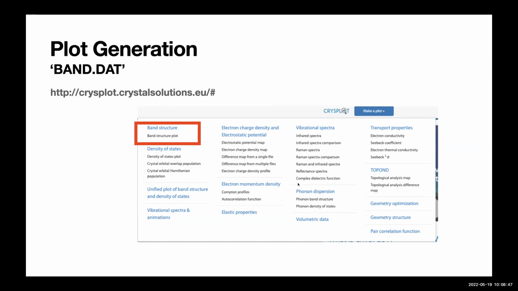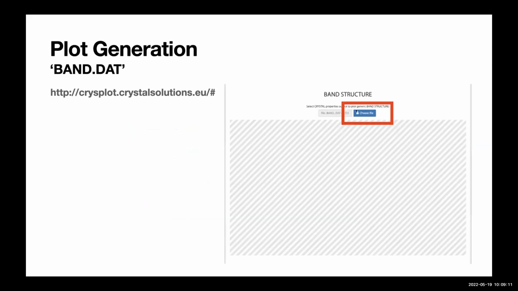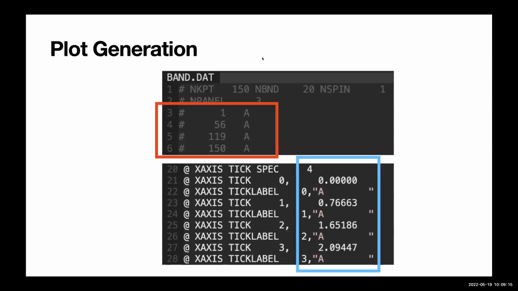Of course, you will need the corresponding output file for each of these plotting features. This is done by inputting different keywords in the .d3 property input file. So we will be clicking on the band structure plot link over here. This will take us to this page, and you will be able to upload this band.dat file, the band.dat file over here.